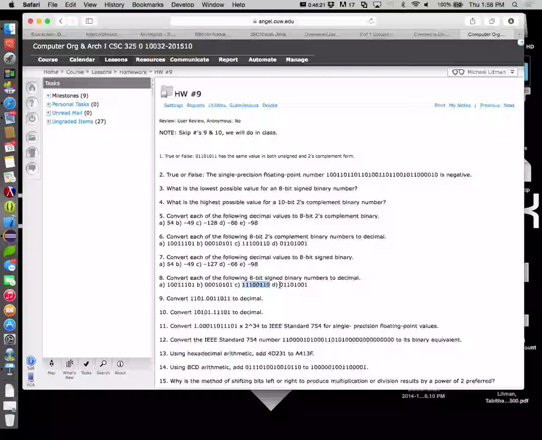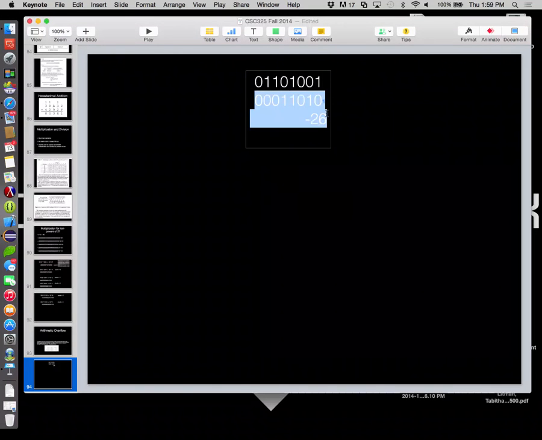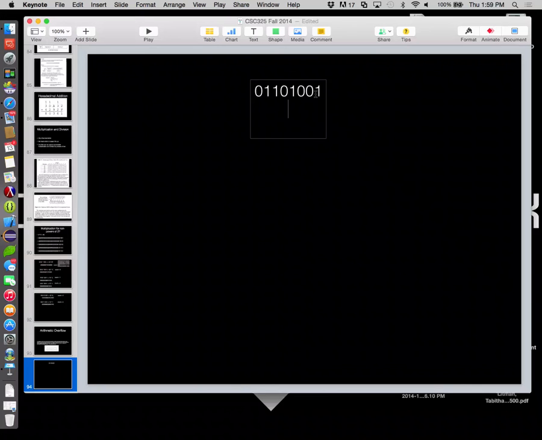Yes. So positive number, don't need to decode it. 1s, 2s, 4s, 8s, 16s, 32s, 64, so 96 plus 8 is 104, 105, positive 105. All right?